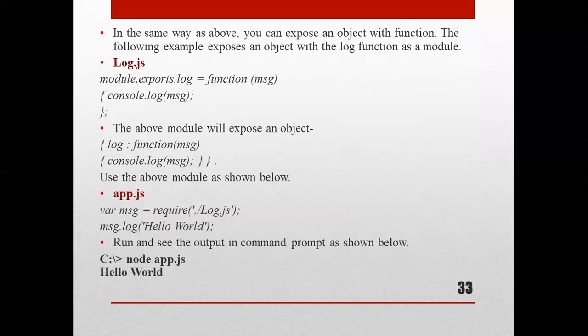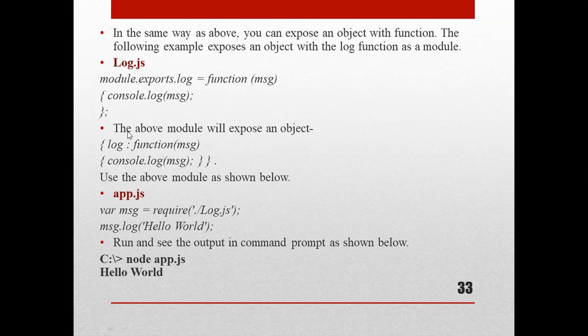Here you can see one example of how we can expose an object with a function. Here is one example, having a log.js file. What does it include? module.exports.log equals one function. This is an anonymous function without a name, with the parameter message, having a body like console.log, which will print the message. So what message will we import here?